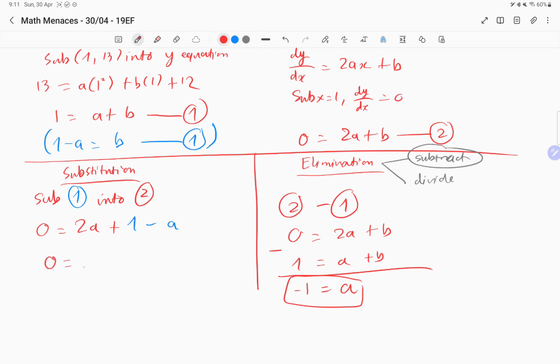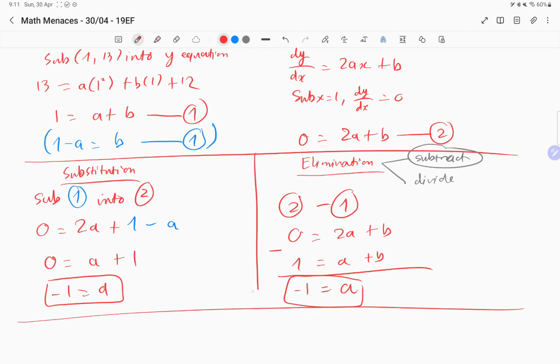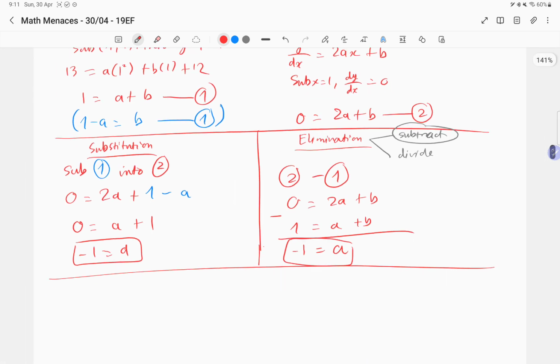Okay, so then you got 0 equals 2a minus a is 1a plus 1, so negative 1 equals a. Same thing, same answer. Alright, so the two methods should yield the exact same answer, just depends on what you're more comfortable with. Sometimes substitution is easier because one of them is a subject straight away. But in most cases, elimination will be faster.